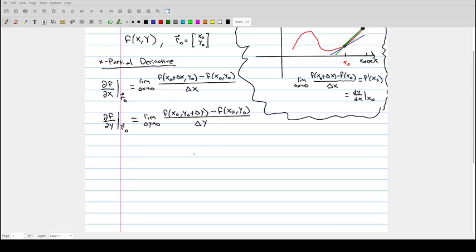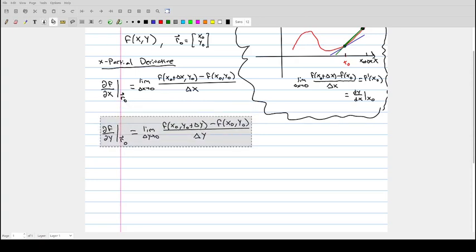For a function of 3 variables, you'll have 3 partial derivatives, an x partial derivative, a y partial derivative, and a z partial derivative, and so on and so forth for really any number of variables. For a function of 5 variables, you'll have 5 partial derivatives that correspond to each individual component of that function.